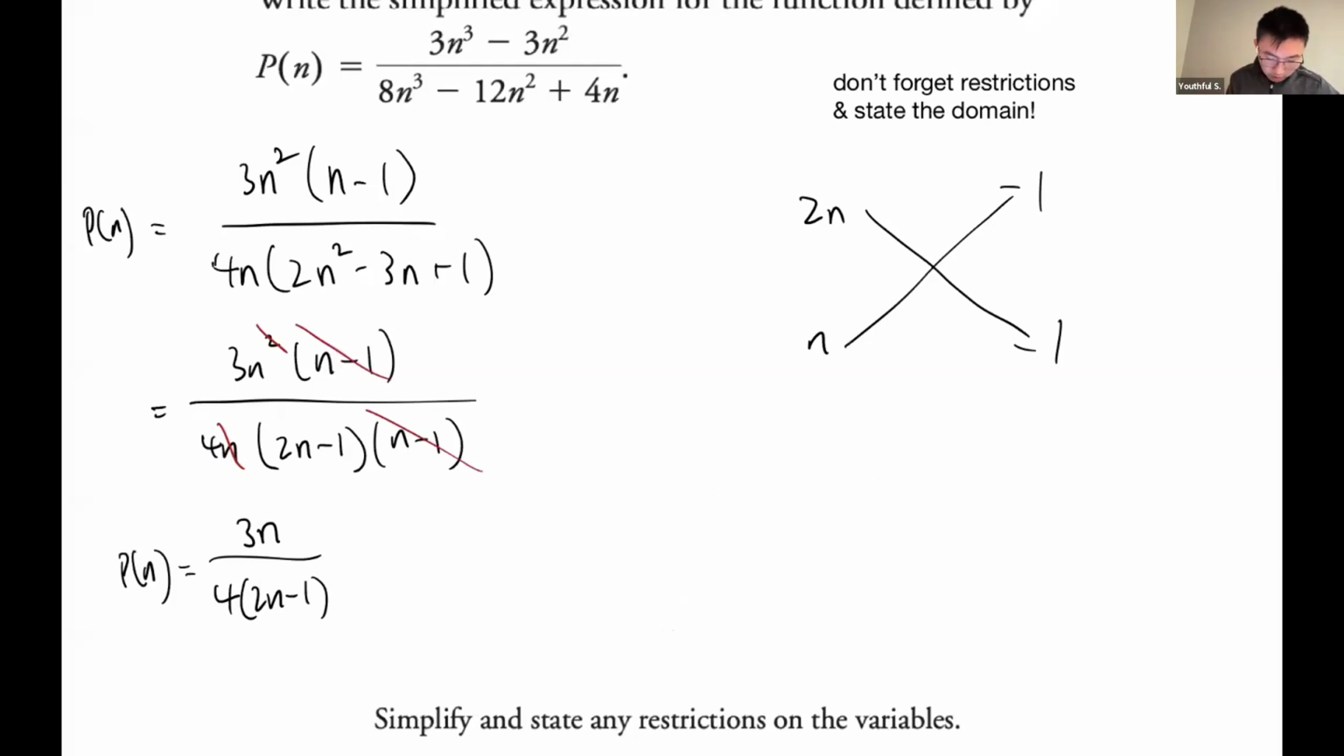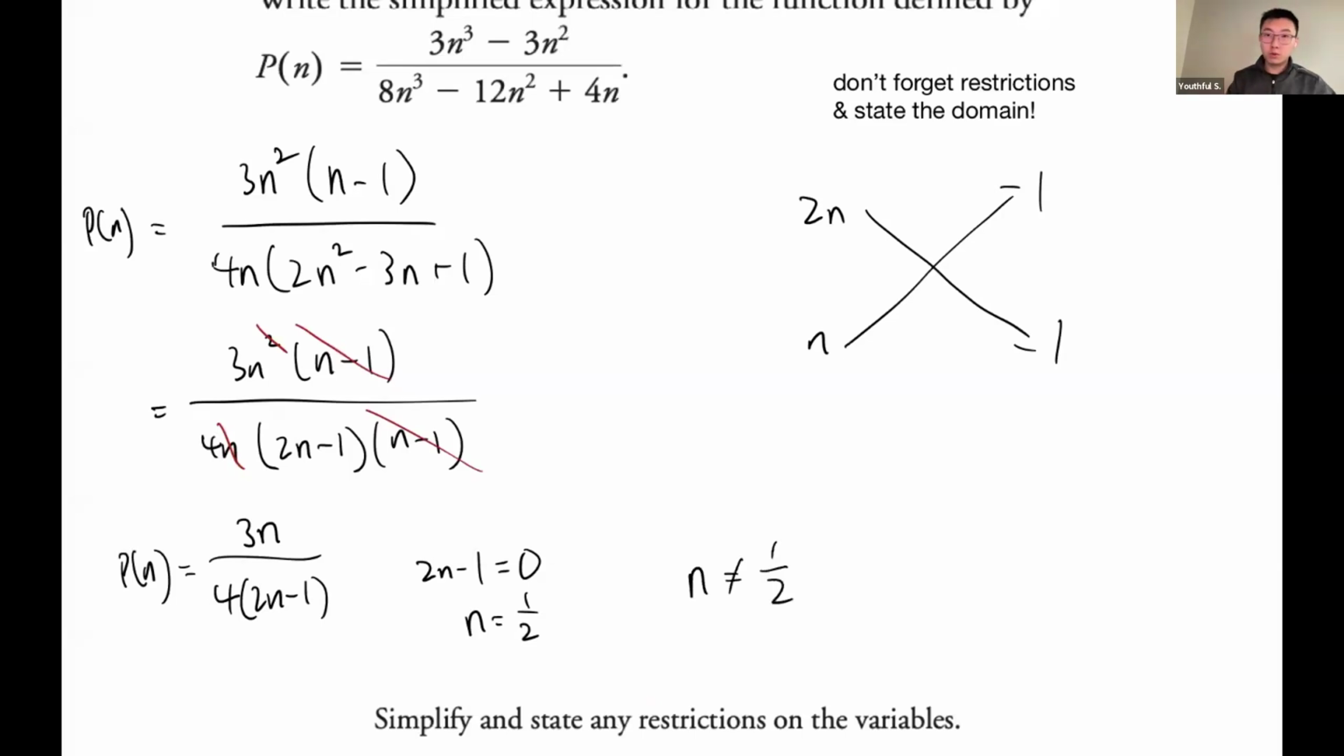So we have to figure out values of n that cause the denominator to be equal to 0. Now, if you look over here, we can see that when 2n minus 1 equals 0, the value is going to be undefined. We get 0 in the denominator. So we can solve for n, and we get n is equal to 1/2. So that means that when n is equal to 1/2, we get an undefined value. So that's our first restriction. n cannot equal 1/2.